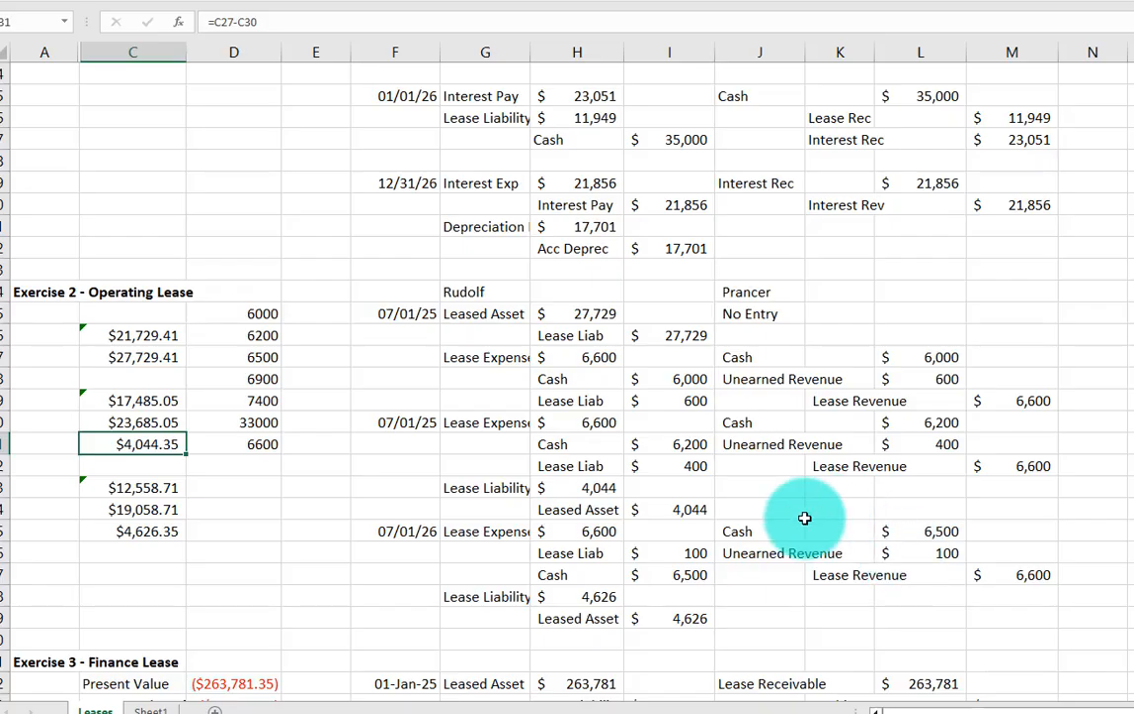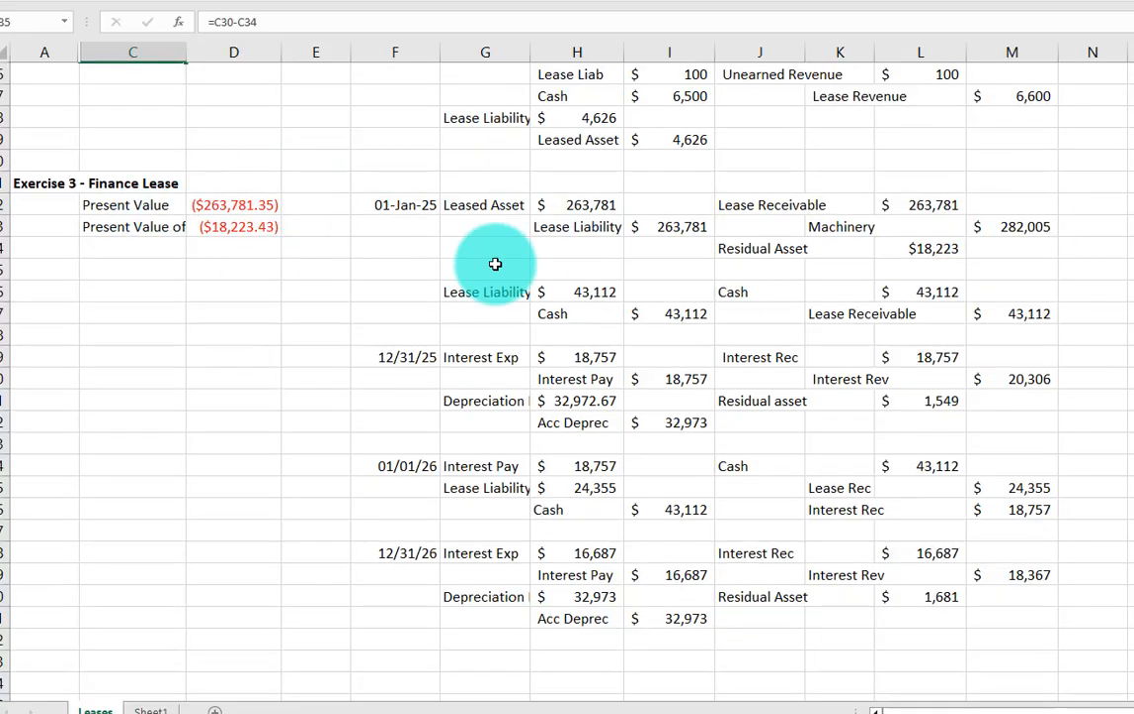New payment, this time the only difference is the cash and lease liability; the lease expense stays the same, as we would expect. And then we recalculate our present value using just the last two plus the 6,500, and that is 4,626 less than it was last time we calculated that. So we debit the liability and credit the asset. That redoing of the present value is by far the sticking point of how we handle operating leases.